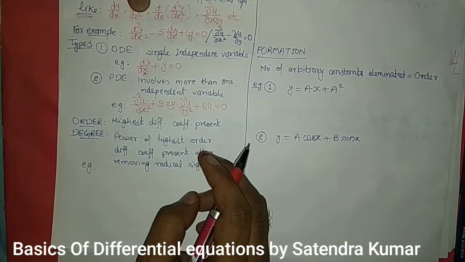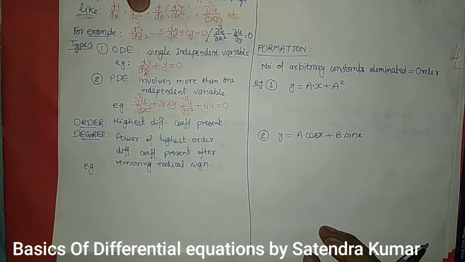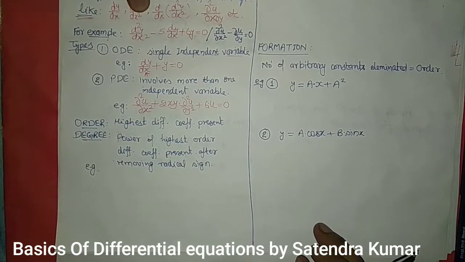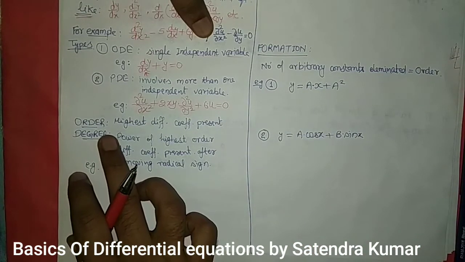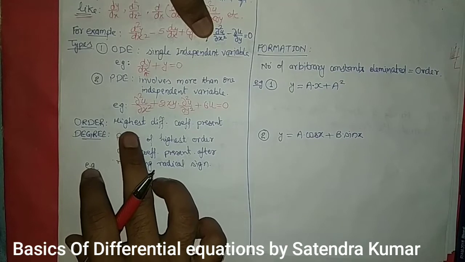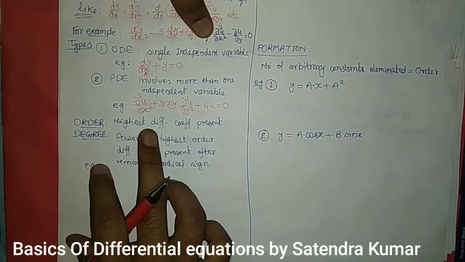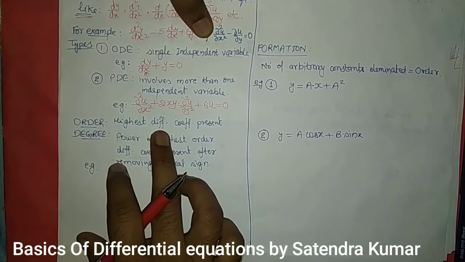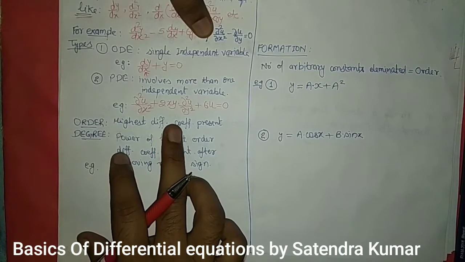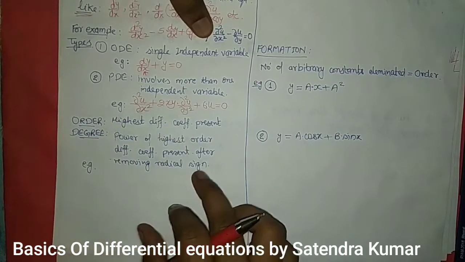And in the differential equation there are two main terms, that is called order and degree, which are basic fundamentals of the differential equation, of any type, either PDE or ODE. So the order of the differential equation is the highest differential coefficient present in the given differential equation. That is, it means how many times we differentiate the dependent variable with respect to the independent.